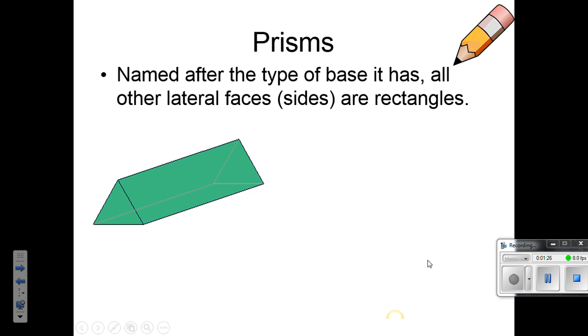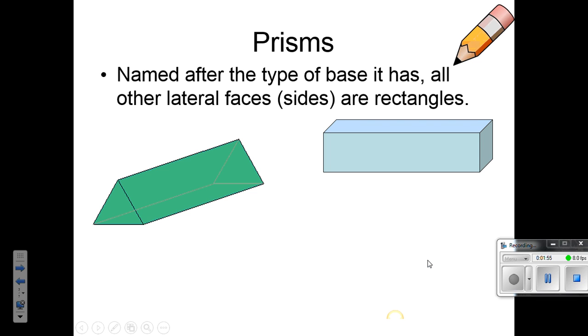So this would be a triangular prism, because the triangles are the bases, and then all other sides would be rectangles. I know that this is a triangular prism because the triangles are the parallel bases. Now, I also know that there's going to be three rectangles because a triangle has three sides. So two bases, and then there will be three lateral faces.